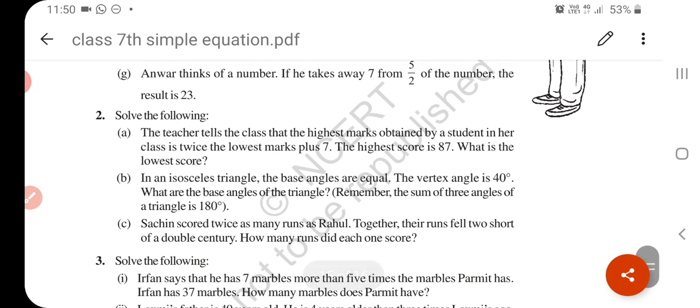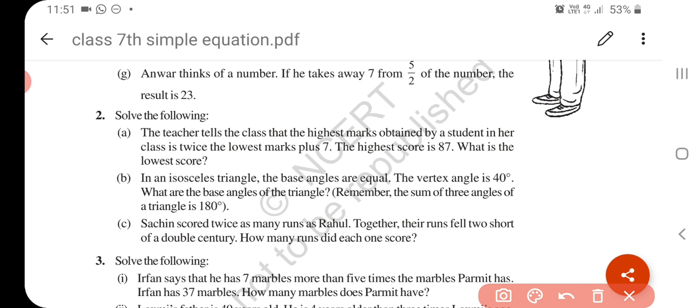Now question number second is solving the following. A teacher tells the class that the highest marks obtained by a student in her class is twice the lowest marks plus 7. Okay, twice the lowest mark plus 7. The highest score is 87. What is the lowest score? So what we do? See here.